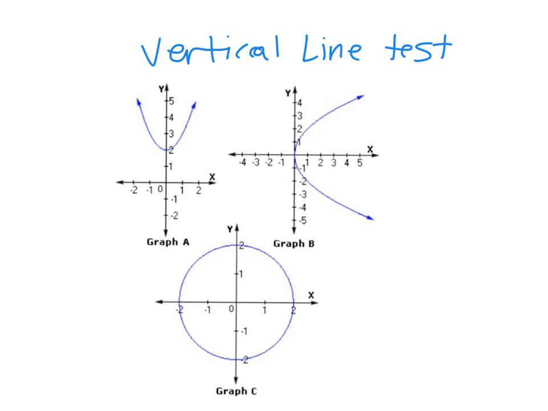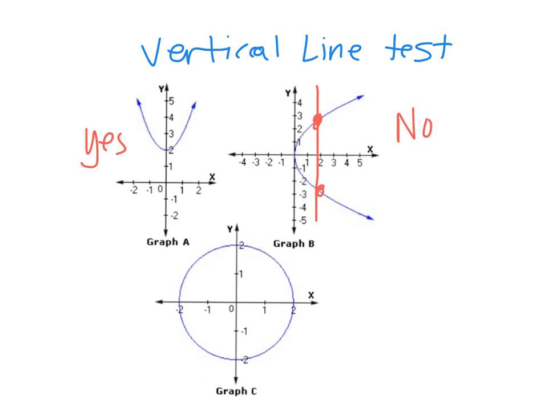So let's look here. On this first one, if I start looking and drawing little vertical lines down my graph, it never touches the graph more than one time. So the very first one, graph A, is a function. But on graph B, when I start drawing my vertical lines, notice that it hits my graph twice. So no, not a function. It failed the vertical line test.